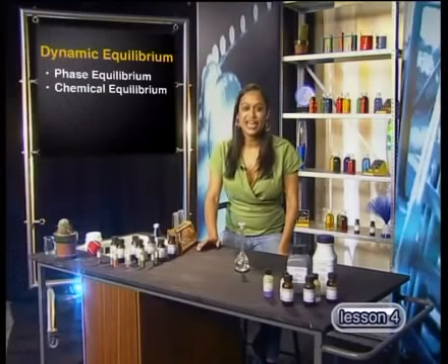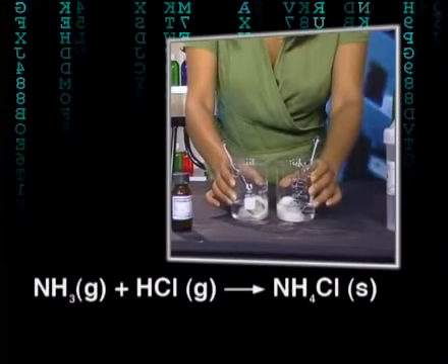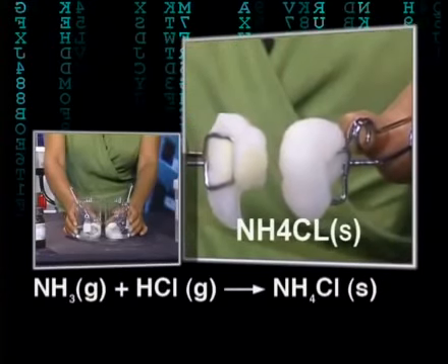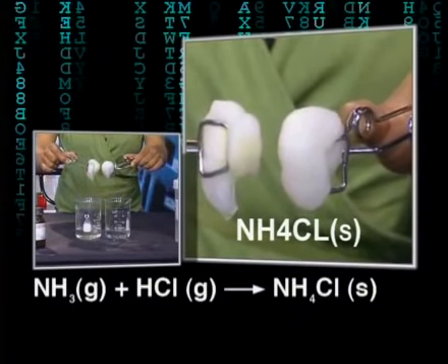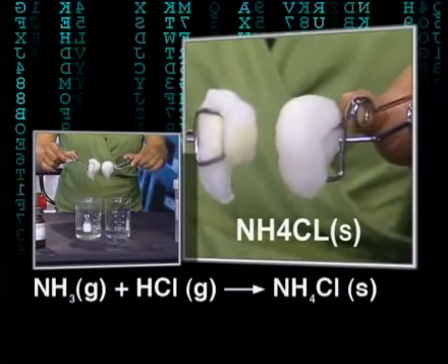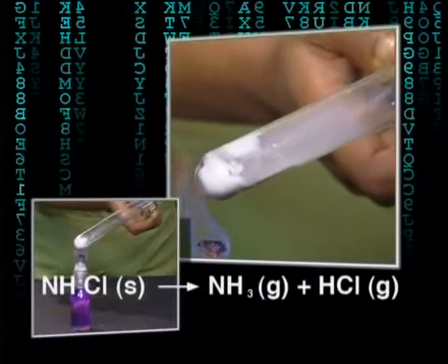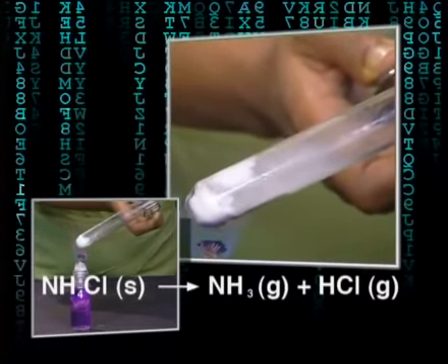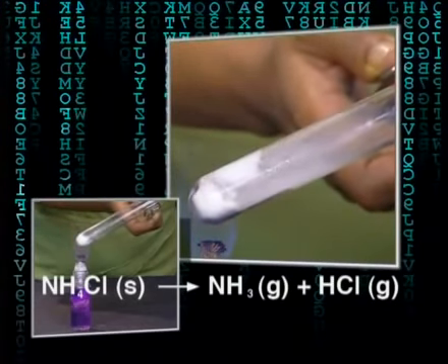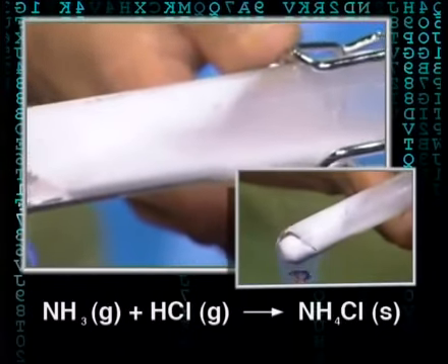Now, let's see how the characteristics of a dynamic equilibrium can be applied to chemical reactions. Some chemical reactions are reversible. For example, when ammonia gas and hydrogen chloride gas react, they form a white cloud of tiny crystals of ammonium chloride at room temperature. And when ammonium chloride is heated, it forms ammonia gas and hydrogen chloride gas. The gases react with each other to reform a white cloud of ammonium chloride.